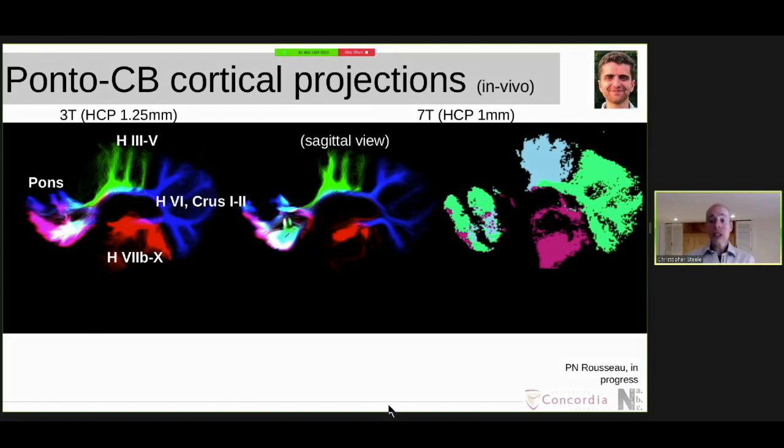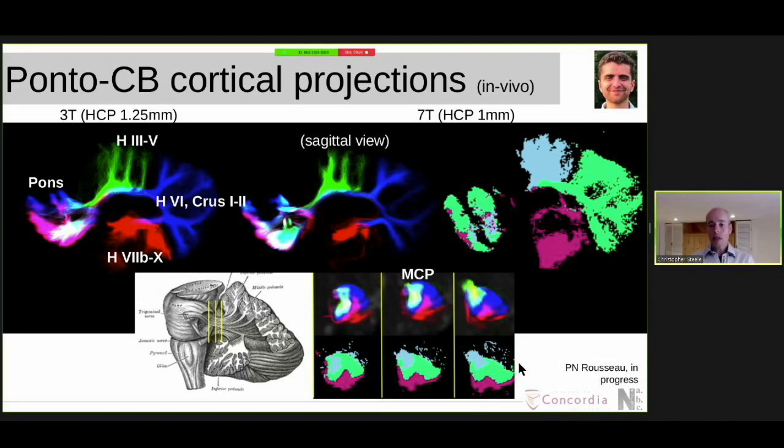And when you do the segmentation or classification on this, you can pull out these motor regions here that are projected to, projecting from the more inferior portion of the pons. And then these non-motor regions, which are dominating the pons. And this is consistent with some of the non-human primate literature.